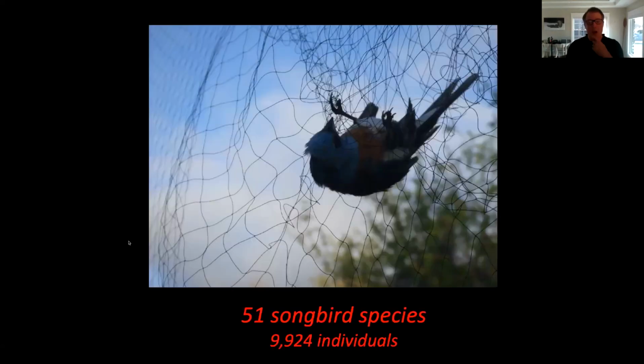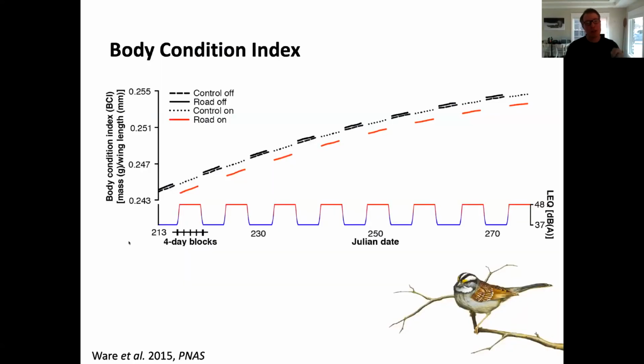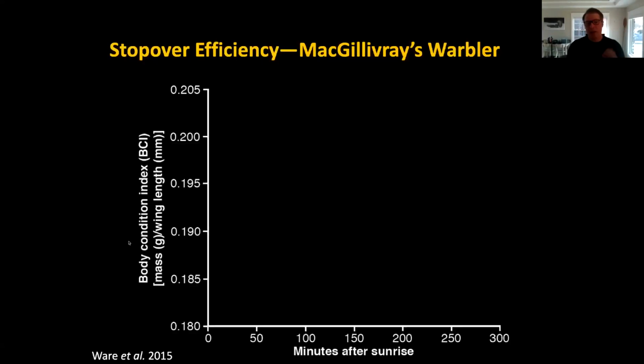We also mist-netted almost 10,000 songbirds to look at their body condition. And so that's what we have graphed here, their body condition over time. You can see there's an arc across the season, because as migrating birds build up energy across the fall, at a population level, you see this overall increase in body condition. But notice every time we turn the noise on, we're knocking that body condition down. And the way that we are preventing these birds from gaining weight is that we are directly altering stopover efficiency.